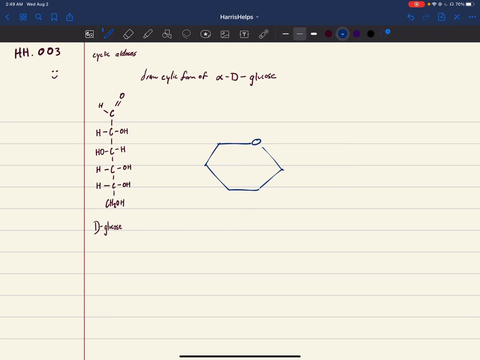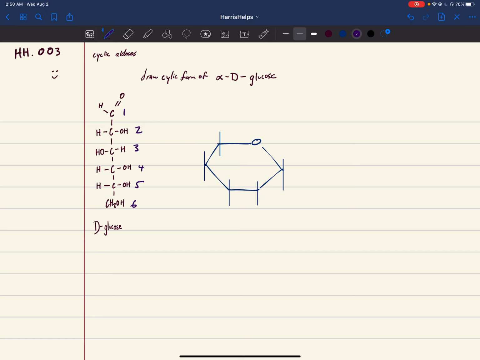After that, you're going to want to draw these straight lines at every single point, and this is where these OHs and Hs will go. Once you have that drawn out, you're going to want to come back to the straight chain, and every single carbon you see, you're just going to want to count from top to bottom. So let's do that. 2, 3, 4, 5, 6.